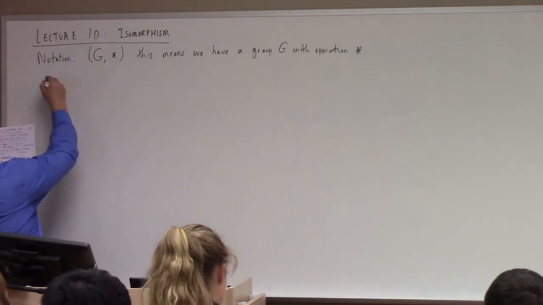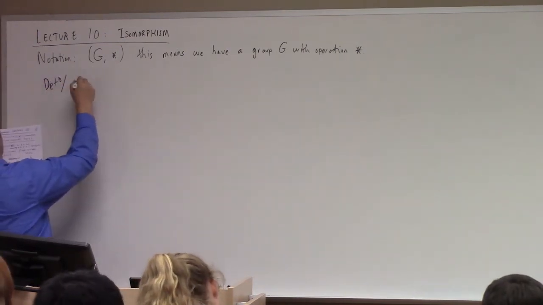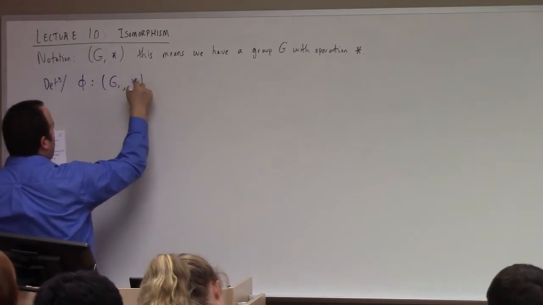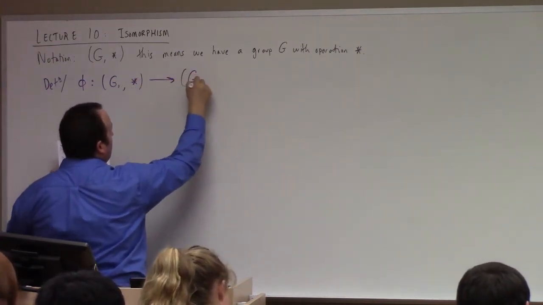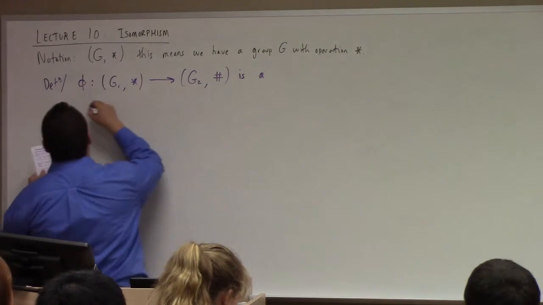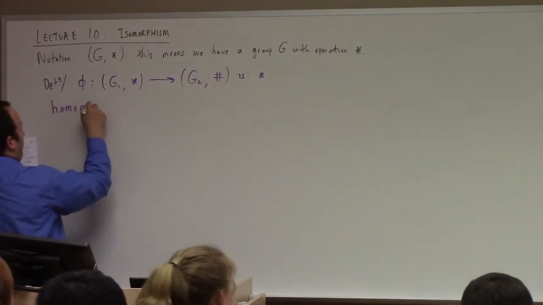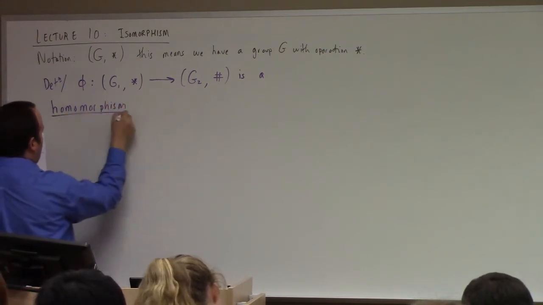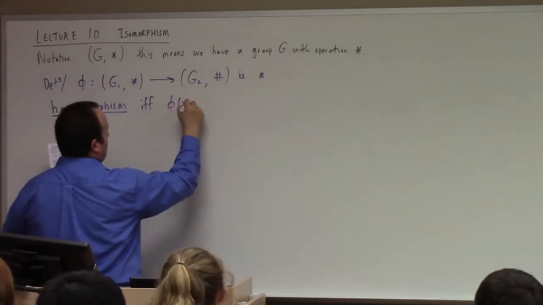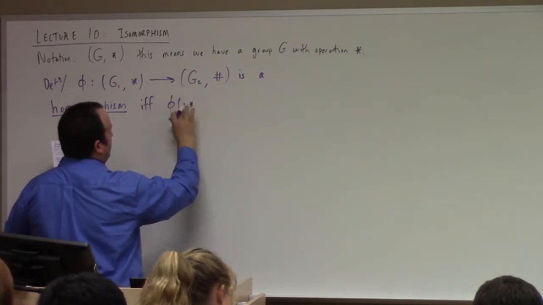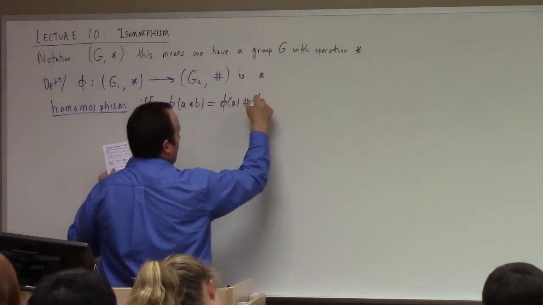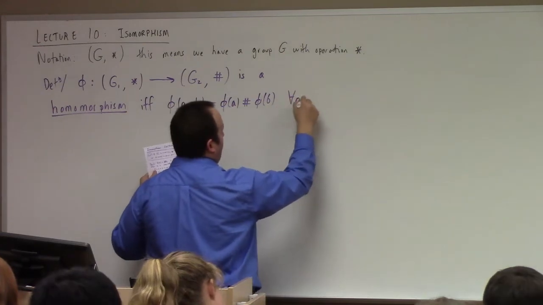So let me just get to the first definition here. Definition. Phi, a function from G1 with star to G2 with sharp, is a homomorphism if and only if phi of A star B is equal to phi of A sharp phi of B for all A and B in G1.